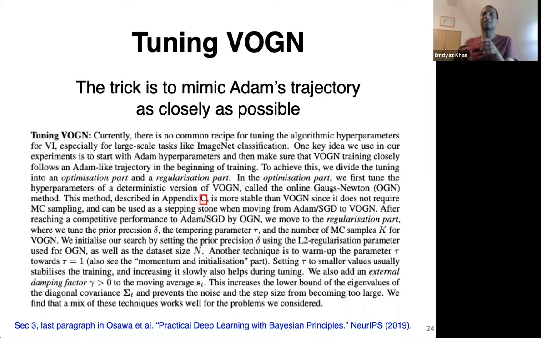And then once that works, you add sampling to it, and you do some scheduling so that sampling doesn't ruin Adam's trajectory in the beginning. So you do something like a cold posterior in the beginning. We were doing cold posterior even before they were using that term. So you start with a very cold posterior, and then you warm it up slowly to bring that tempering parameter to one. So this is what makes it work.